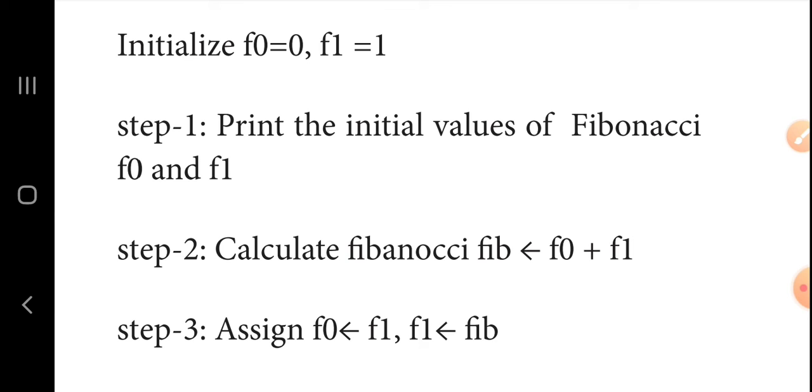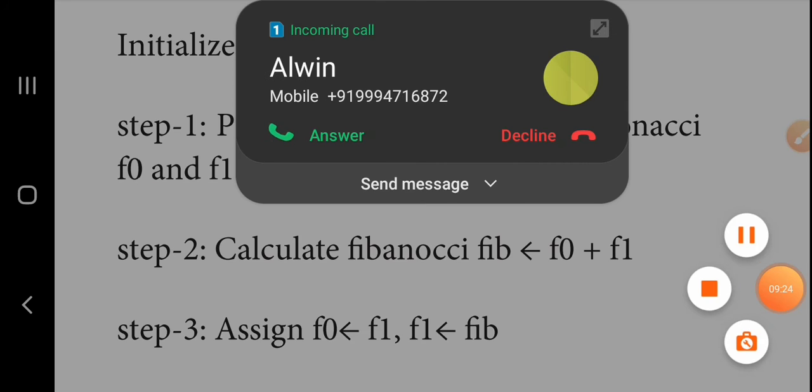Okay. So we just take the initial values. F0 is equal to 0. F1 is equal to 1. Okay. So we just print the initial values for the Fibonacci numbers, F0 and F1. Calculate Fibonacci: Fib is equal to F0 plus F1. Okay. So assign F0 to F1 and then F1 to Fib. Okay, we just interchange the values here.